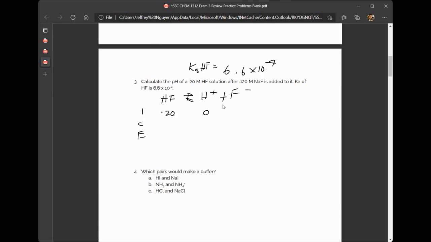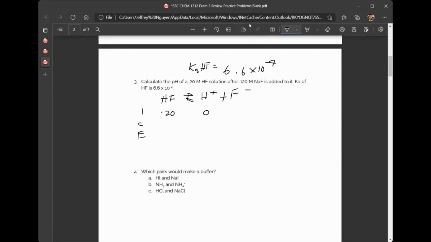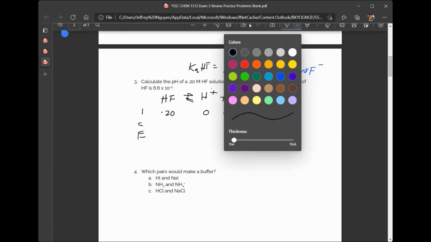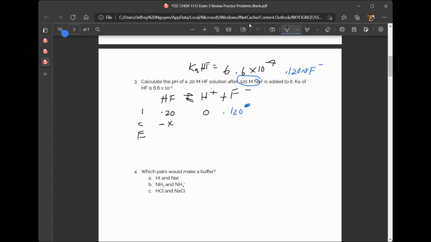Okay, so I've set up the ice table here. HF is turning to H plus and F minus, ice table. So this problem would be kind of different in the fact that you don't have zero for H plus, rather you have a common ion here, right? So you'll have 0.20 M of F minus, and 0.120. Okay, so we have minus x, x, and then x. Then we have 0.20 minus x, x, and 0.120 plus x.